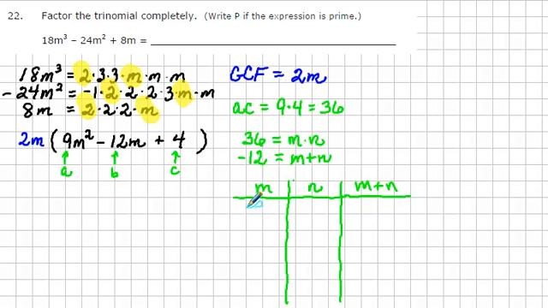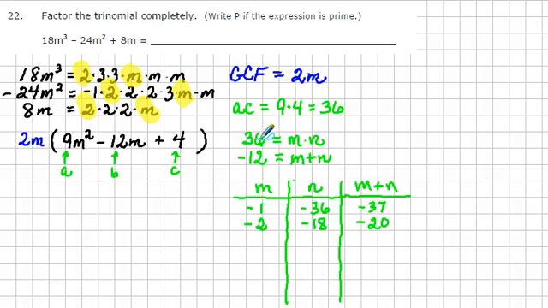So we might start off with negative 1. We know that 36 is divisible by negative 1. And when we divide 36 by negative 1, we end up with negative 36. But when we add negative 1 and negative 36 together, we get negative 37, which is not equal to negative 12. 36 is even, so it's divisible by negative 2. But 36 divided by negative 2 is negative 18. And when we add these two numbers together, we get negative 20.